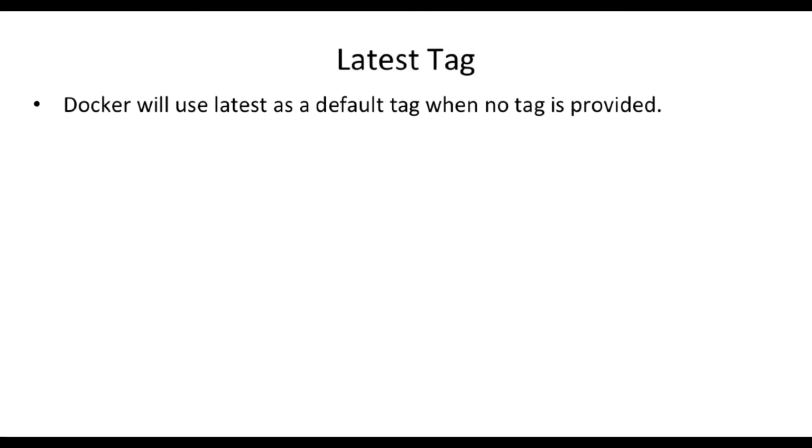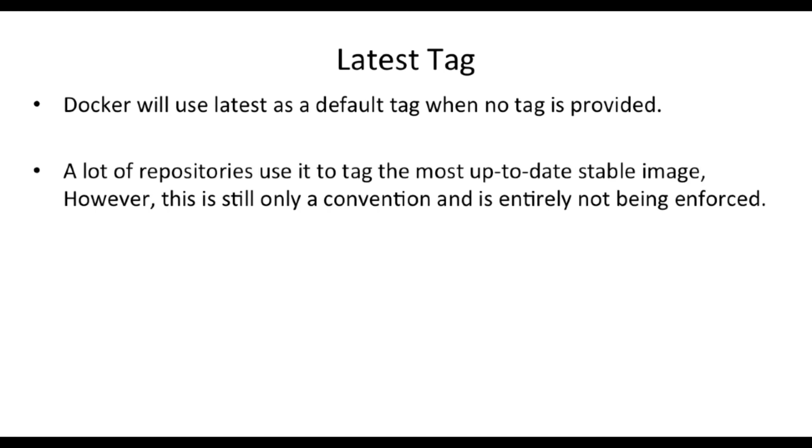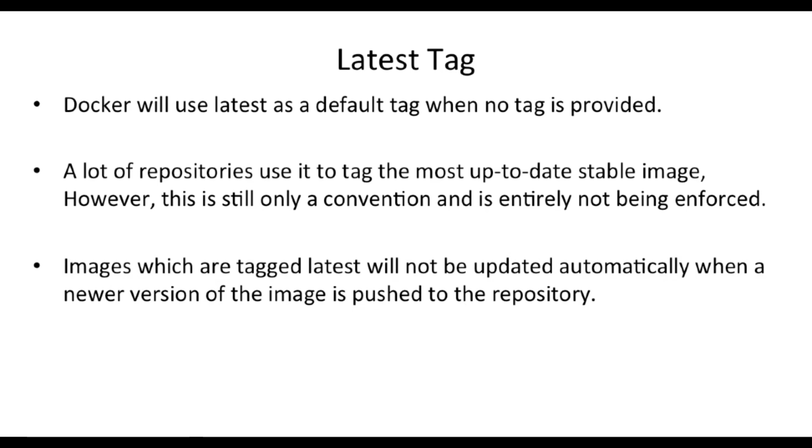Let me explain why. Docker will use latest as a default tag when no tag is provided. But beyond that, the latest tag has no special meaning. A lot of repositories use it to tag the most up-to-date stable image. However, this is still only a convention, and is not enforced at all. Images which are tagged latest will not be updated automatically when a newer version of the image is pushed to the repository. If you're shipping Docker images to a production environment, you should just ignore the latest tag.